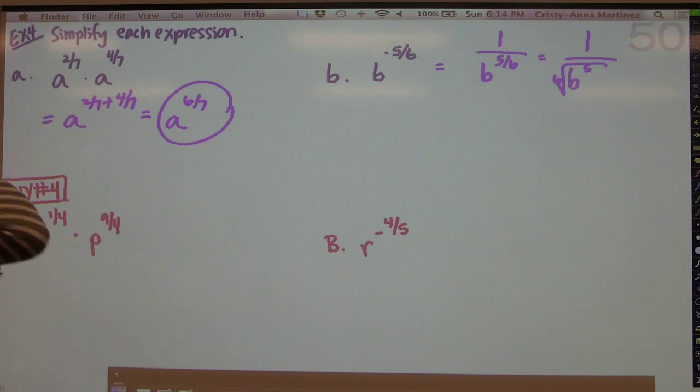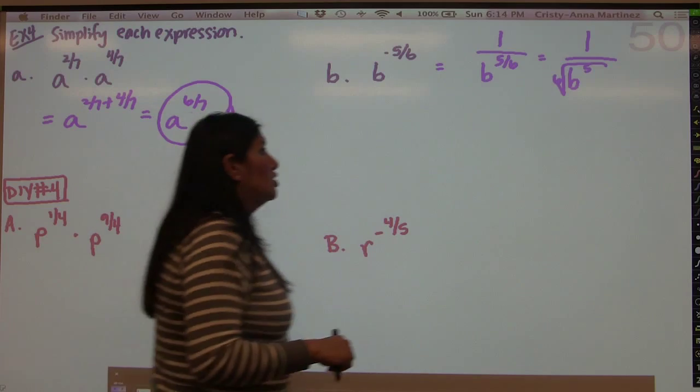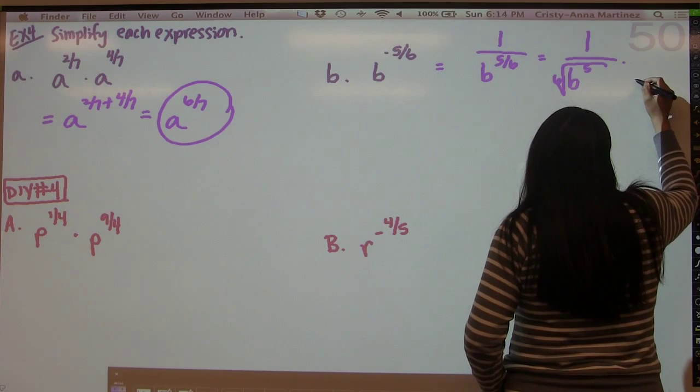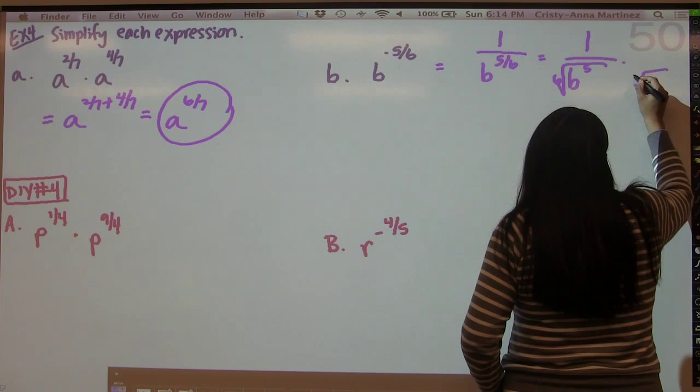But the b to the 5/6 is on the bottom of the fraction. So you can't have that. So you do have to rationalize that one. So what you want to do is times it by b, the 6th root of b.